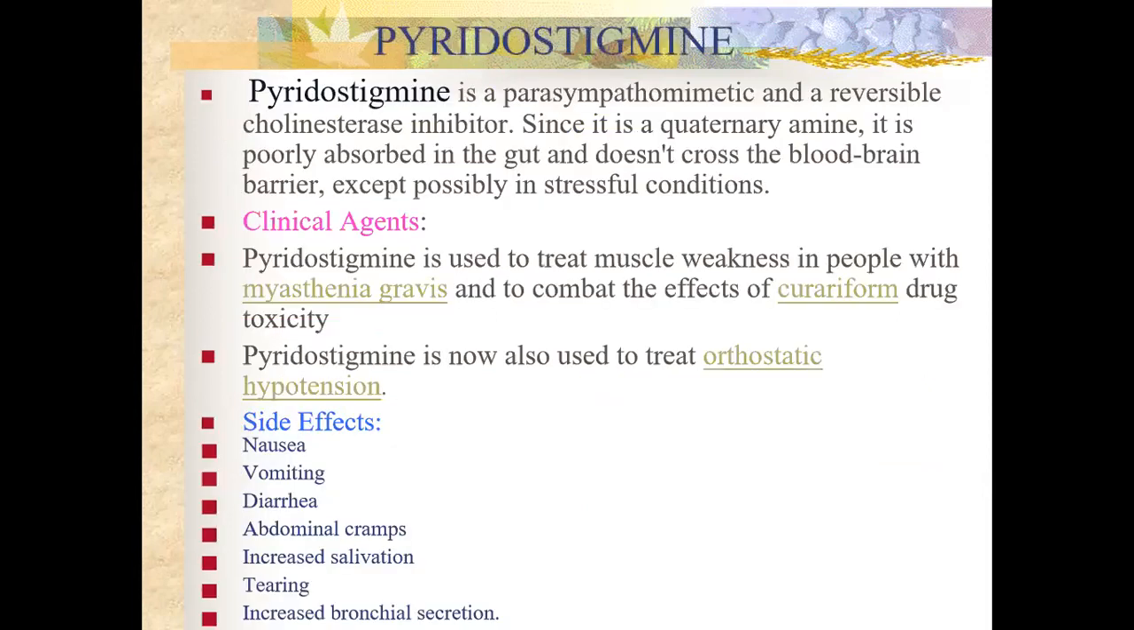And then pyridostigmine, I told you, is again a reversible cholinesterase inhibitor, a quaternary amine. It is poorly absorbed from the GIT and doesn't cross the blood-brain barrier, except possibly in stressful conditions. Pyridostigmine is used in the treatment of myasthenia gravis and to combat the effects of curariform drug toxicity, and is also used in the treatment of orthostatic hypotension. The side effects of pyridostigmine are nausea, vomiting, diarrhea, abdominal cramps, increased salivation, tearing, and increased bronchial secretions.